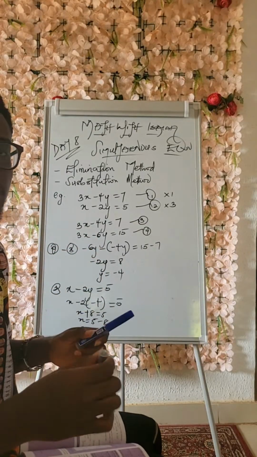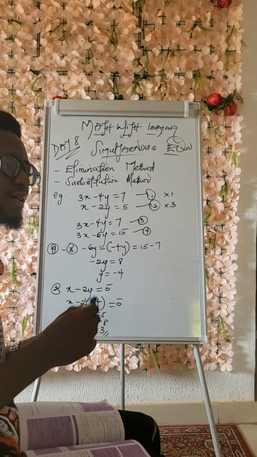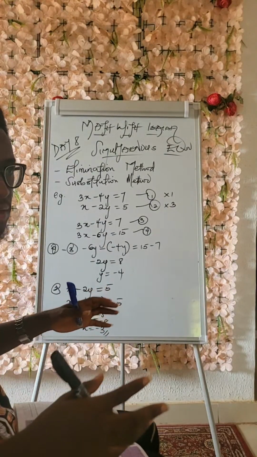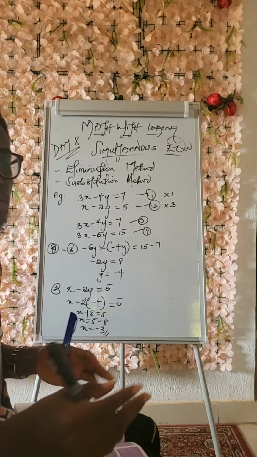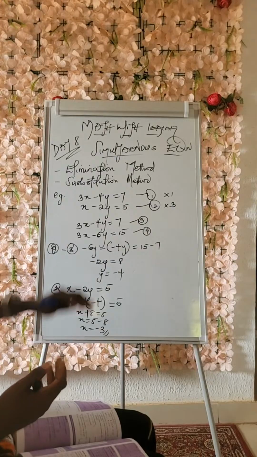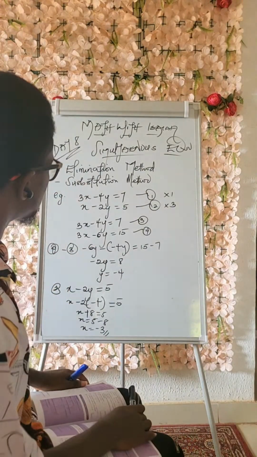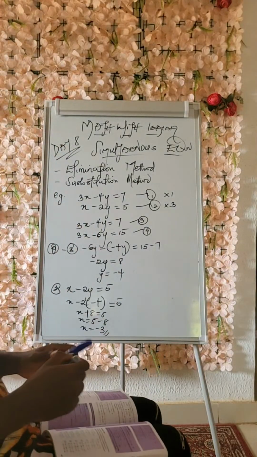Now there are other kinds of simultaneous equations. There are some involving both linear and quadratic equations. That one is a little more complex, but I'm not going to be doing that. But if you do want me to do that, then I can. But yeah, for now, I'm going to stop here for elimination method. And then the second is substitution method.